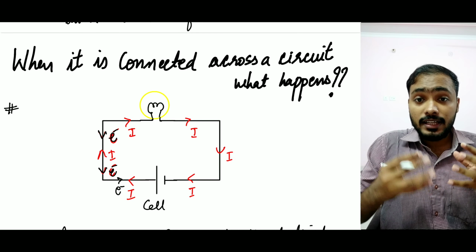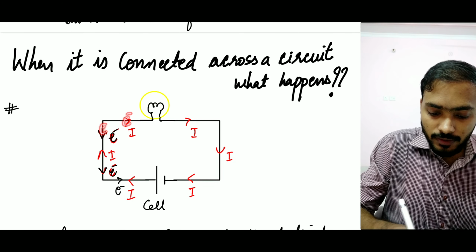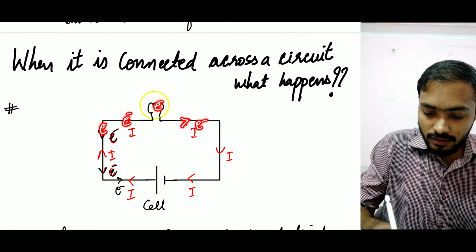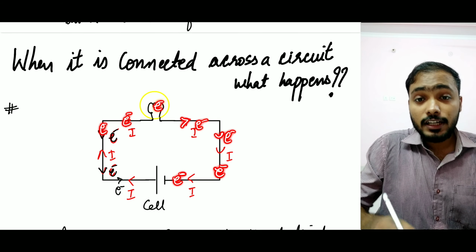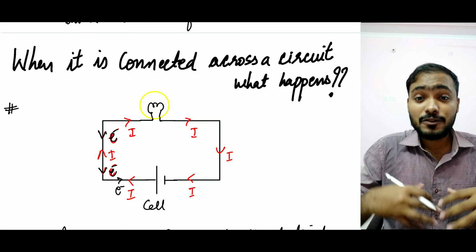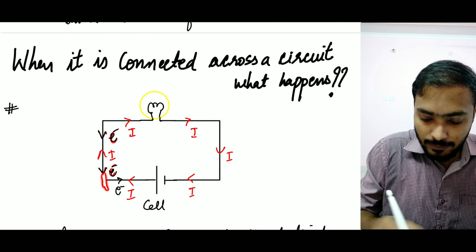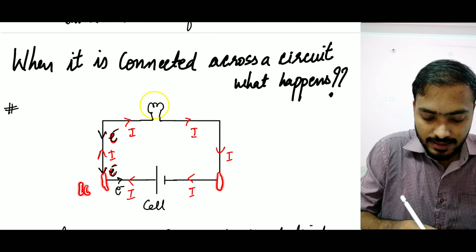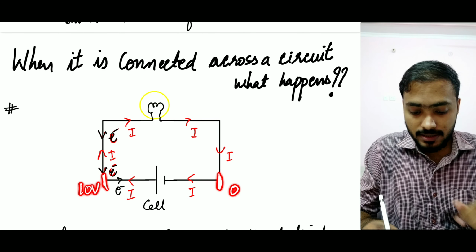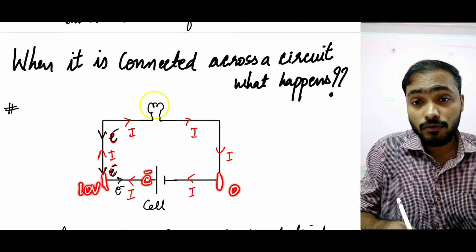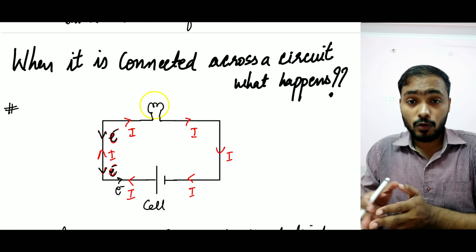The electrons are already there in the wire. There are a lot of electrons in the wire, in the circuit, everywhere. The work of the cell is to maintain a potential difference across its terminals. Let's say here it is 10 volt, here it is 0 volt. Because of this potential difference, the electrons are forced to move from higher potential to lower potential.